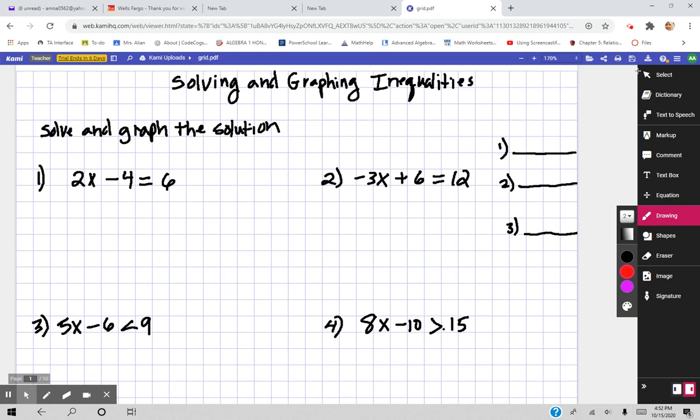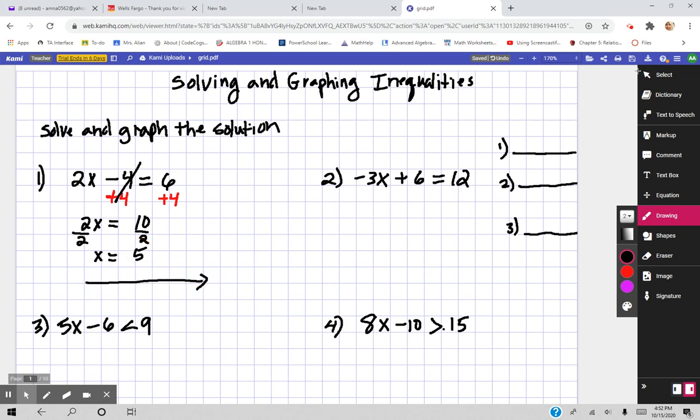All right, let's solve the equation first. Let's add 4 to both sides. So we created a zero pair so we can eliminate minus 4 and get x all by itself. So this will give us 2x equals 10. Divide both sides by 2. X equals 5. Okay, now I'm going to graph the solution set.